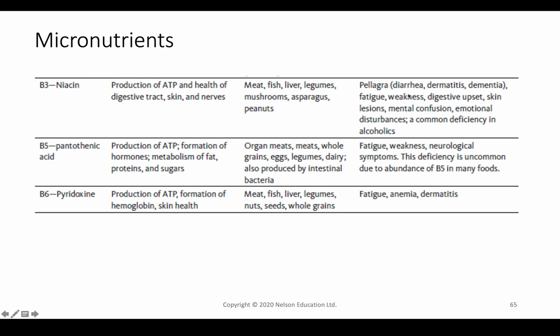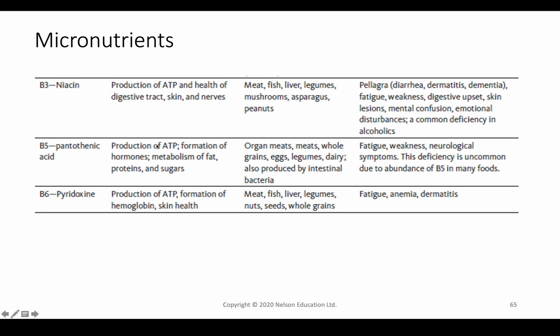And if we end up with a deficiency in niacin, we can end up with something called pellagra, which is a specific disorder marked by diarrhea, dermatitis, dementia. We can also end up extremely weary, weak, have issues with digestion, skin lesions, as well as mental confusion. You become very addled once you end up tired, and that leads to emotional disturbances. Again, this is another thing that occurs in alcoholics.